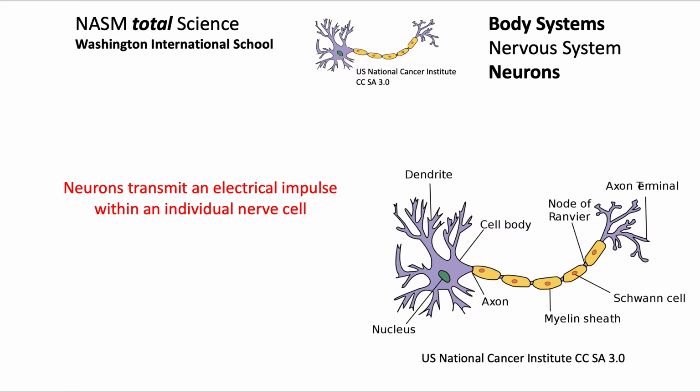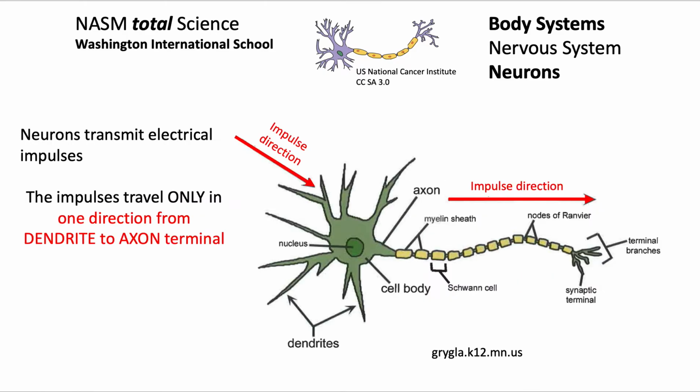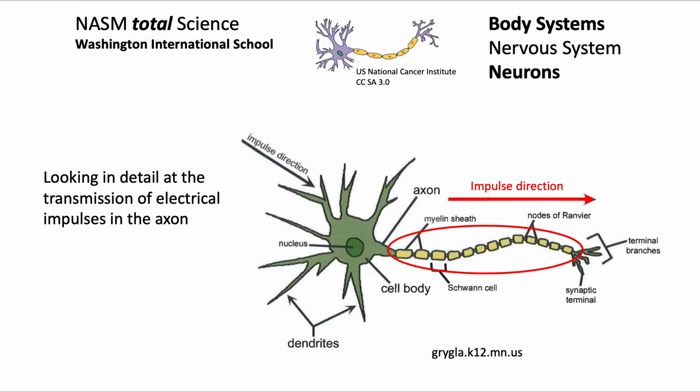And the neurons transmit electrical impulses within the individual nerve cells. And they transmit in one direction only. So from the dendrite through the axon to the axon terminal. And we're going to look in detail at the electrical impulses in the axon.